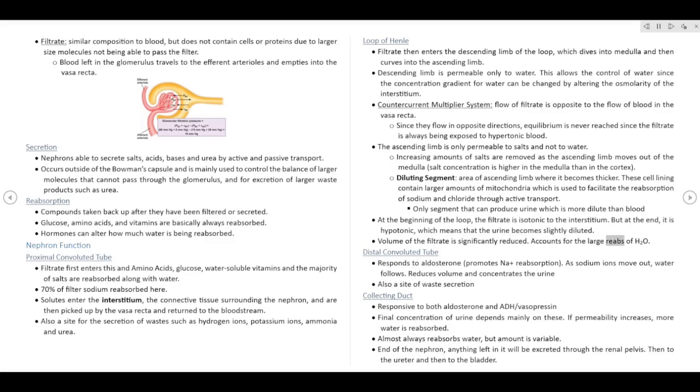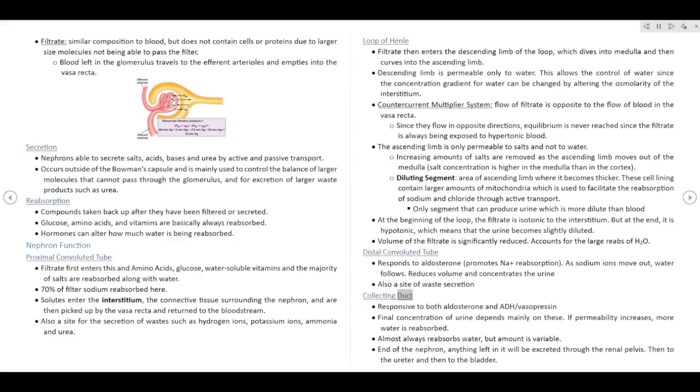Accounts for the large reabsorption of H2O. Distal convoluted tubule. Responds to aldosterone, promotes Na+ reabsorption. As sodium ions move out, water follows. Reduces volume and concentrates the urine. Also a site of waste secretion.